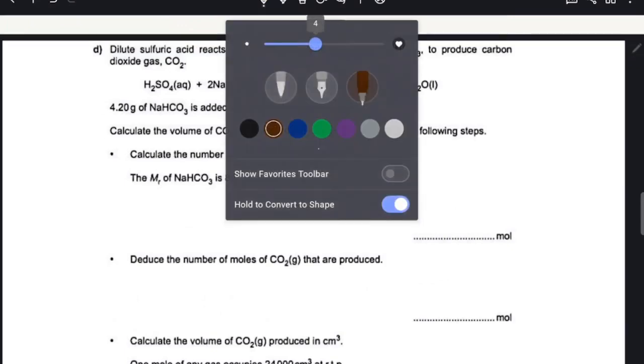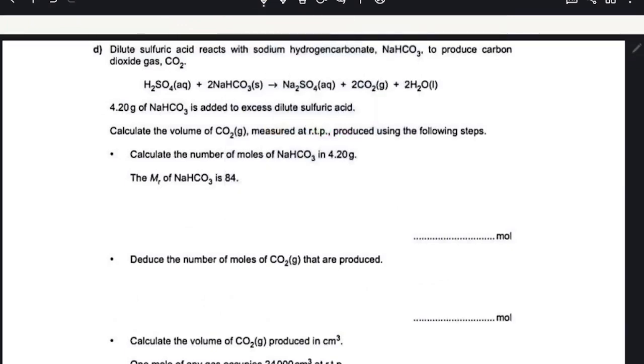Look at this. Dilute sulfuric acid, and so on. They give you that, you know that. Look, calculate the number of moles. Class, this is you in the exam. Don't do it your own way. Don't change from this which I'm showing you.